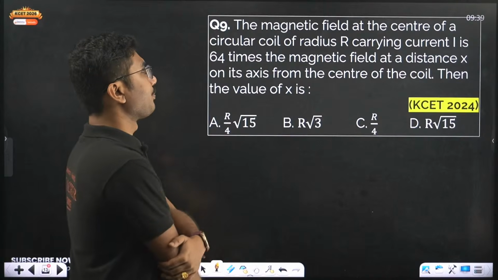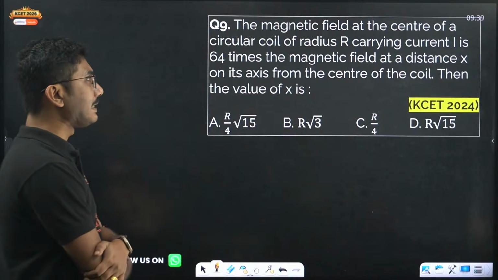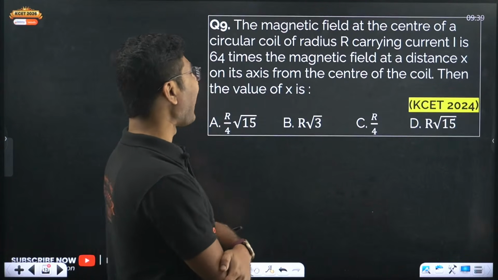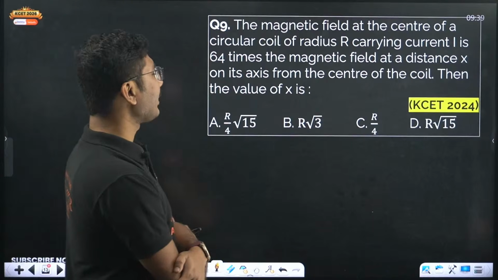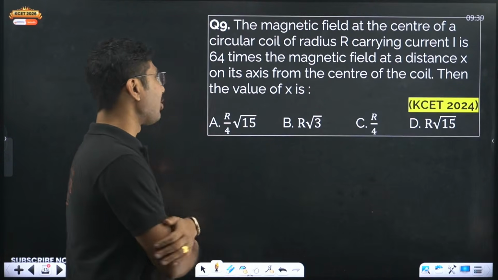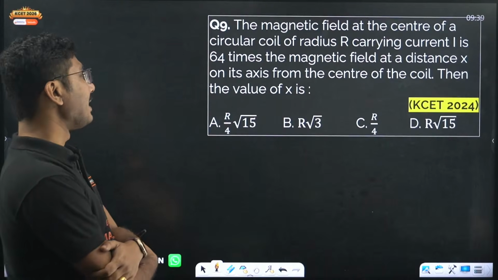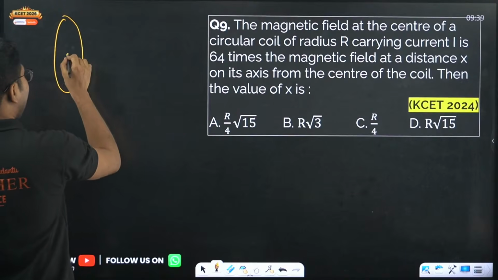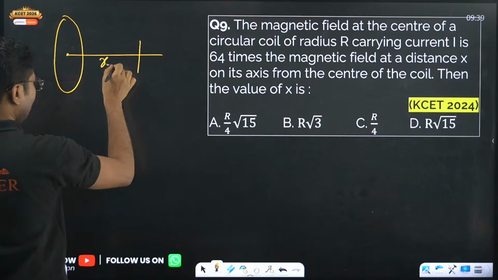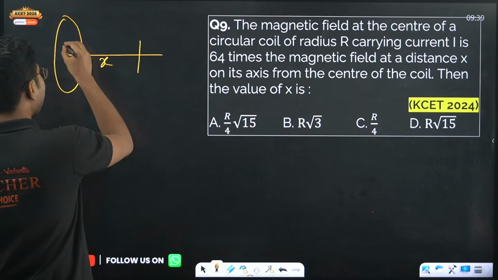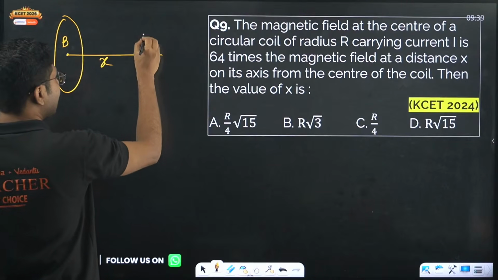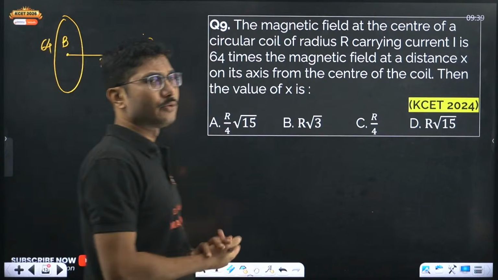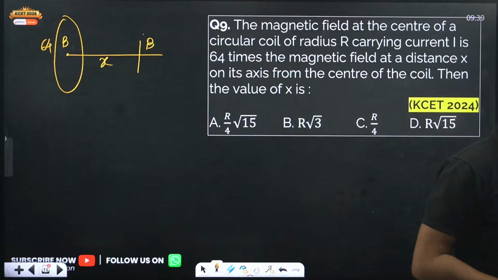Now let's see this question. The magnetic field at the center of a circular coil of radius capital R carrying current I is 64 times the magnetic field at a distance x on its axis from the center of the coil. Then the value of x is? So basically here we have a magnetic field at the center and at some distance x. Suppose the magnetic field at the center is B, then here it will be 64 times B. Then they ask what is the value of this x. How to solve it?